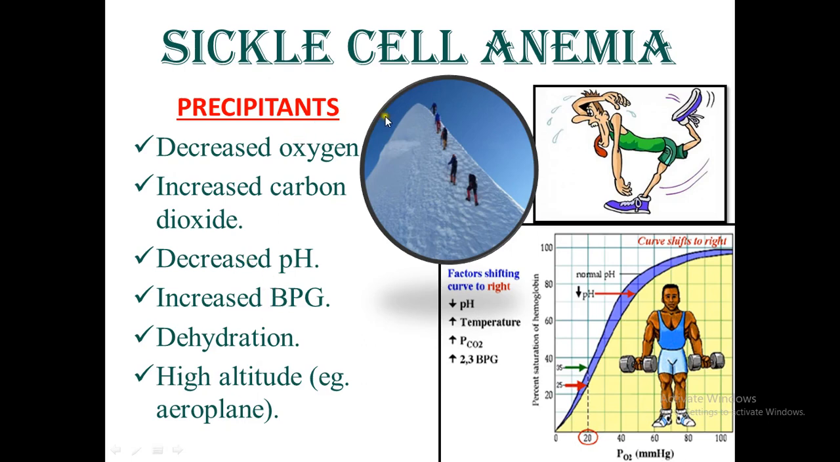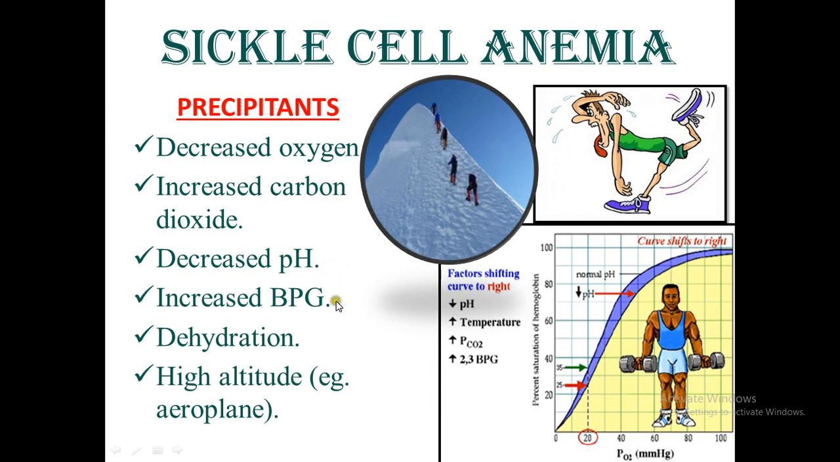What are the precipitants of sickle cell anemia? As we have seen, decreased oxygen is one of the biggest precipitants. If the child is flying in an aeroplane where oxygen pressure is low, or climbing a tall mountain, or running a marathon, or doing severe exercise where the oxygen pressure becomes low, in all these cases, this can lead to sickle cell crisis. Either decreased oxygen or increased carbon dioxide, they both serve the same purpose. Decreased pH can also precipitate sickle cell crisis.